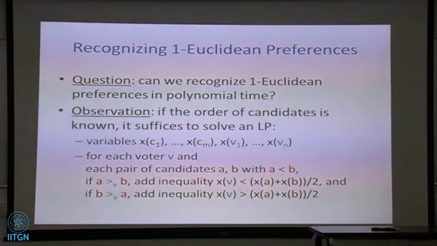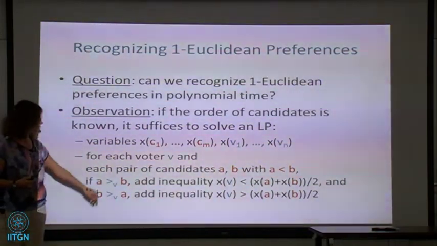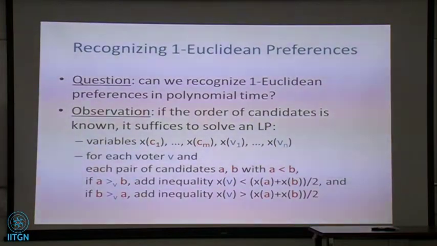If we have a voter and a pair of candidates A, B, such that in this order of candidates A is before B, then if our voter prefers A to B, we have an inequality saying V is to the left of the middle point, and if the voter prefers B to A, we have an inequality saying V is to the right of the middle point. We have to know the order of candidates, because without it we would have to deal with absolute values. Our voter is closer to A than to B, so his distance to A is at most his distance to B. That is not a linear constraint. But if we know the order of candidates, we can get rid of absolute values because we know which way they work, and we get linear constraints.